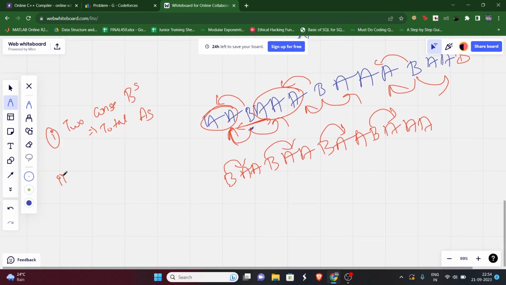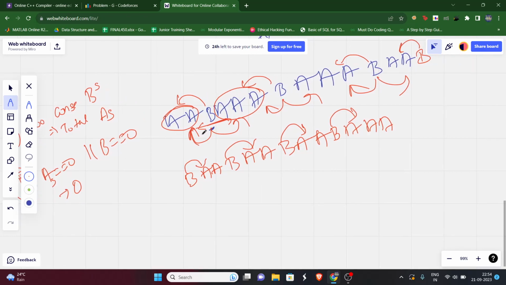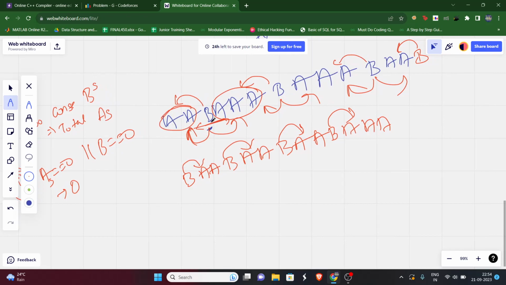Second case, there is one base case as well. Let's say the total number of A's equals 0, or the total number of B's equals 0. In this scenario, we won't be able to perform any operation, so we will simply return 0. Now, this is the third scenario. So what we are seeing is B is always occurring single.